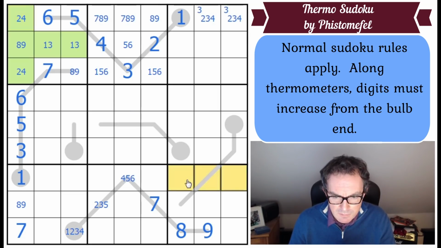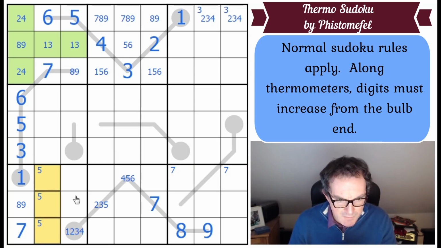7. Oh, okay. Yeah, we've got 7s here and here. You can't put 7 on this thermometer, or this will be 8 or 9. So 7 is a bit restricted. 5 must be in one of those squares. 6 must be in one of these squares.